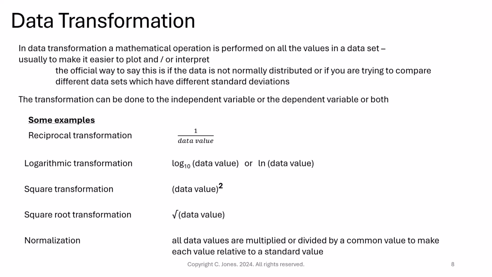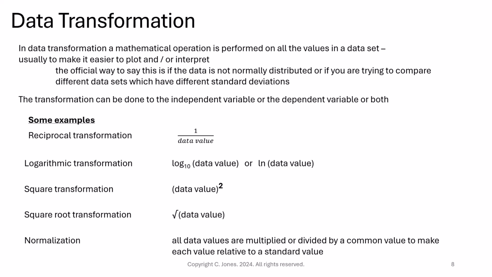Okay, so examples. This is not comprehensive, but these are some of the more common transformations that one does with the data. One is reciprocal transformation, and I'm going to illustrate this on the next page. You might take the log, either the log to the base 10 or the natural log of the data value. You might square it. You could, I didn't put it here, but you could cube it. You might take the square root or the cube root, all right?